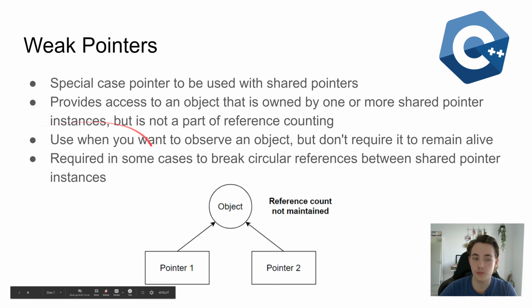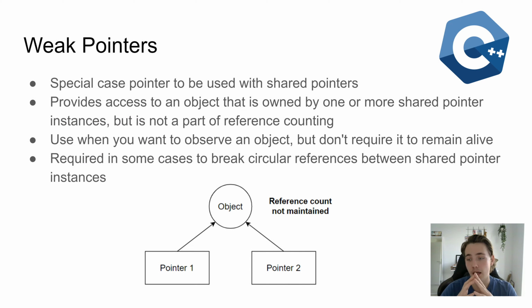So we can use it when you want to observe an object but not require it to remain alive. We don't really care if it's alive or not. We can just use weak pointers to observe an object if you want to observe some different kind of information and stuff like that. But we don't really care if it remains alive, or if it goes out of scope, or if it will be deleted at some point.